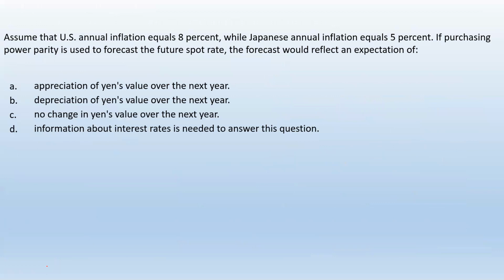Next one, assume that US annual inflation equals 8%. Japan's annual inflation is 5%. And if purchasing power parity is used to forecast the future spot rate, basically US is 8% and Japan's annual inflation rate is 5%, so the future spot movement will be upward. The percentage change in the exchange rate of yen will be around 3%. So basically, that's an appreciation of yen's value over the next year.